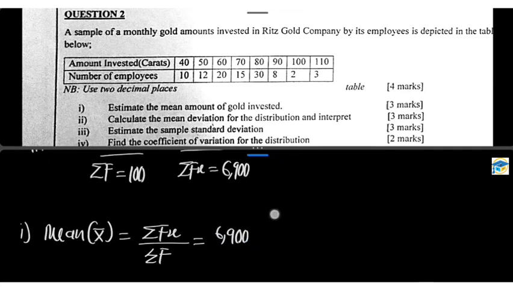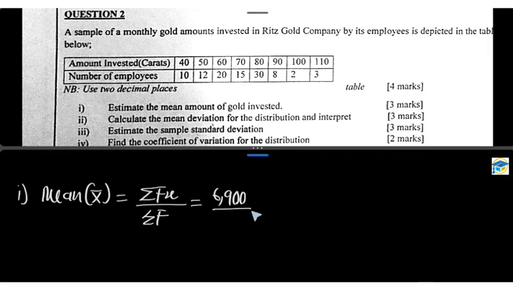6,900, and then divided by our summation f, which is what? 100. So therefore we can say that the mean amount is going to give us what? 69 in that particular case. So this becomes our mean amount of gold invested. And once you do this, fetch your marks of what? Three marks in that particular case, and then you're good to go. So that is the I part that we are talking about.